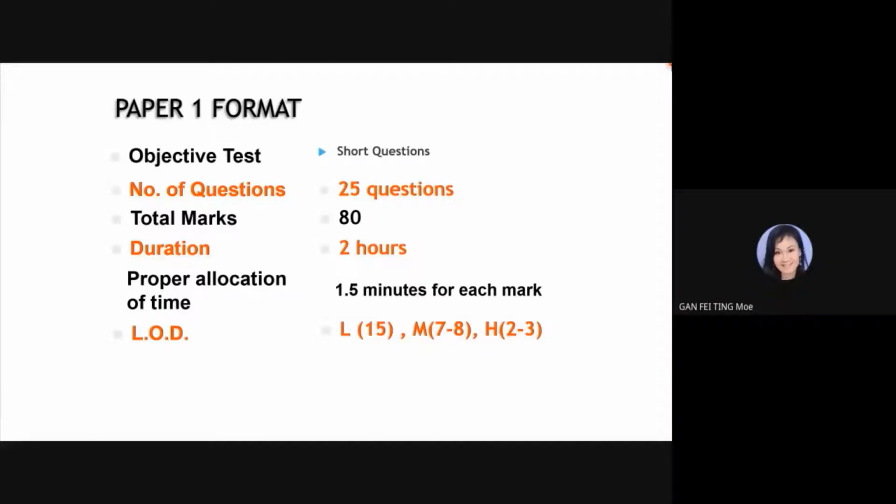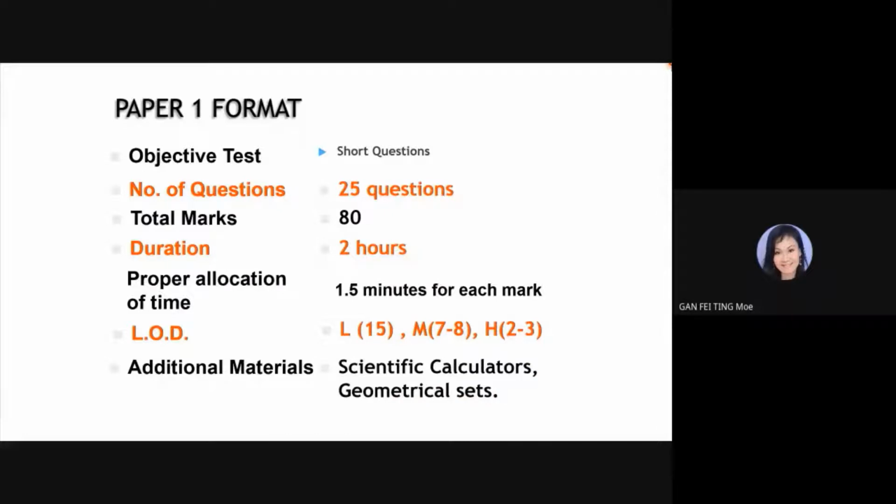So please pay attention, all right? Don't fall asleep. Now, additional materials: you need your calculator, and you need your geometrical set. Even though you do not need to use the geometrical set in the exam, it will help you for a question on coordinate geometry, circular measure, or something to do with geometry. You may use it to sketch and draw the diagram and see how it can help you solve that question.